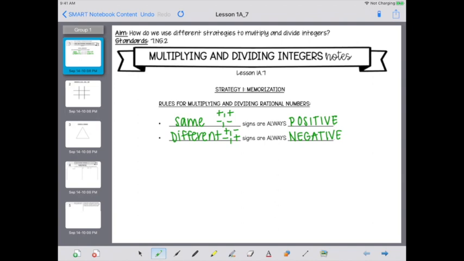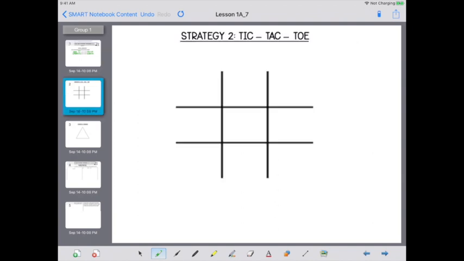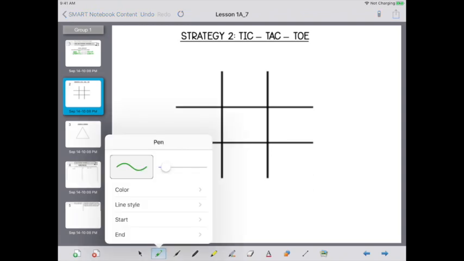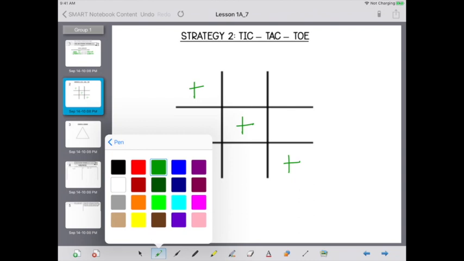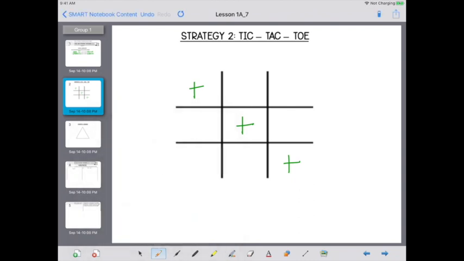The second strategy is a tic-tac-toe. So here we have all the positive values down the diagonal. Basically, you have to get 3 in a row. Your negative values are going to surround your tic-tac-toe of positive signs down the middle. So if we follow the rules, same signs are going to be positive. Negative times negative is a positive.